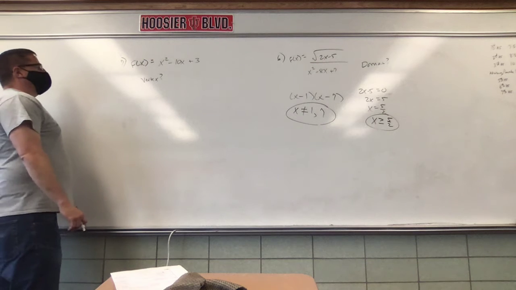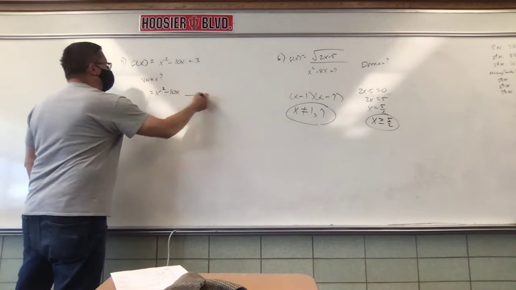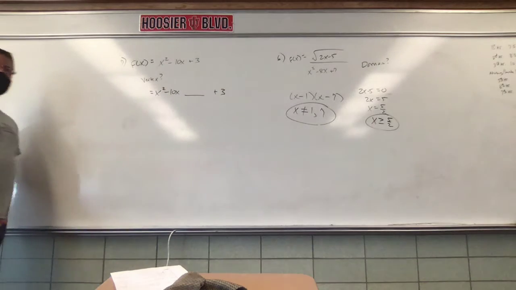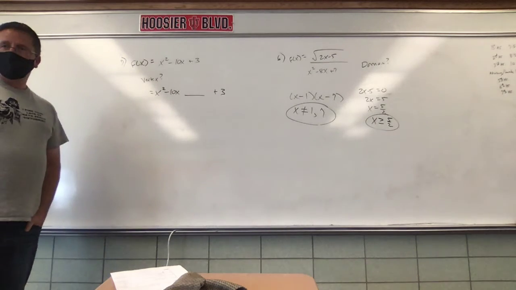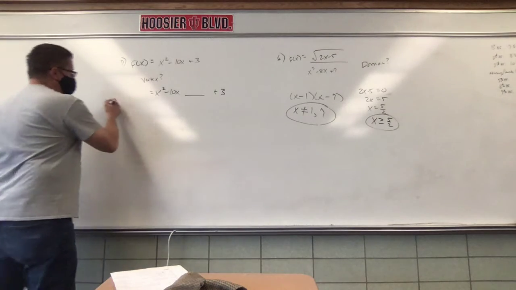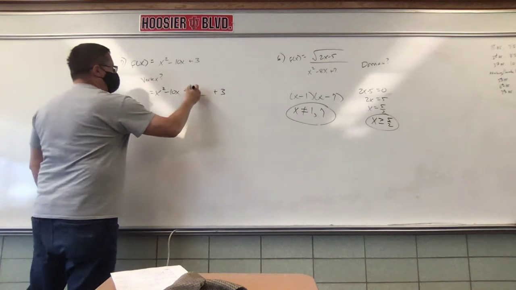Okay, the vertex here. So here's what we need to do. x squared minus 10x, leave a blank, put plus 3. We've already done this once. It's going to go in the blank. Half of 10, squared. 25. Where'd you get 25 from? Half of 10 is 5, squared. So I'm going to write that off to the side here. 10 divided by 2 is 5, squared is 25. So we're going to put plus 25 here.